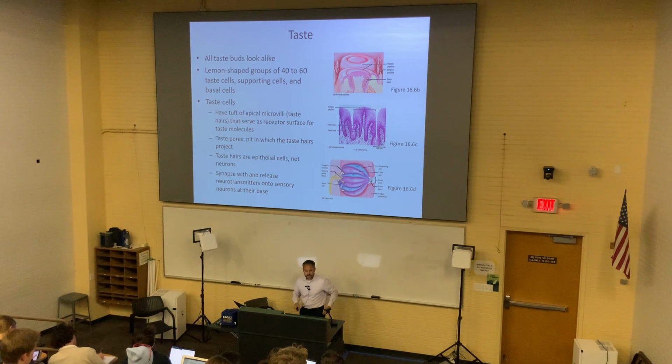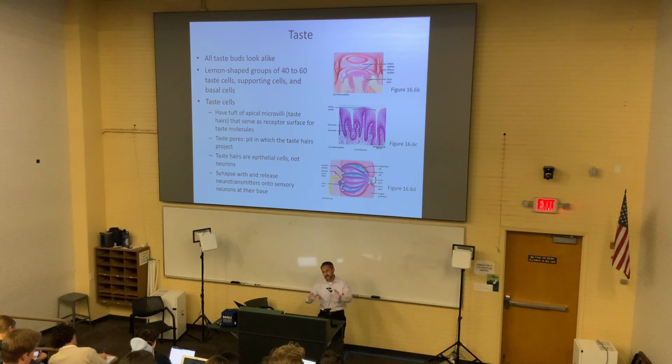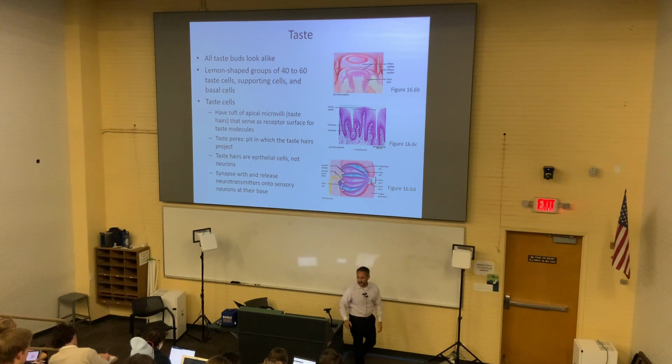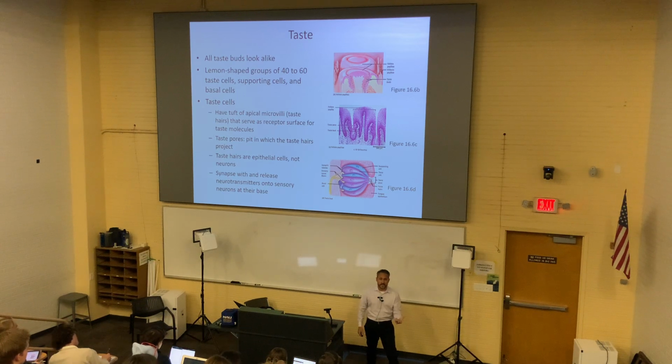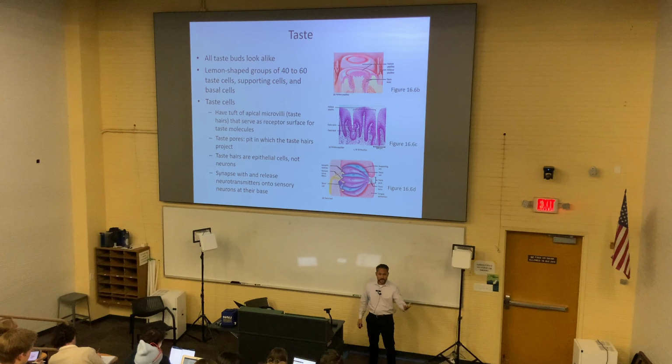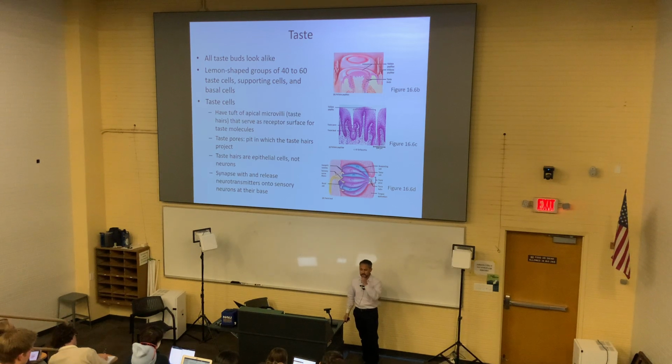So these, I think they look more like onions, but the textbooks call them lemon-shaped. So they're lemon-shaped groups of 40 to 60 taste cells with supporting cells. Now we saw this same motif in the nervous system. Like the neuron is what gets all the attention, and the supporting cells were glial cells. Here, the supporting cells function like glial cells. They provide nutrition, but they don't actually send the signal.